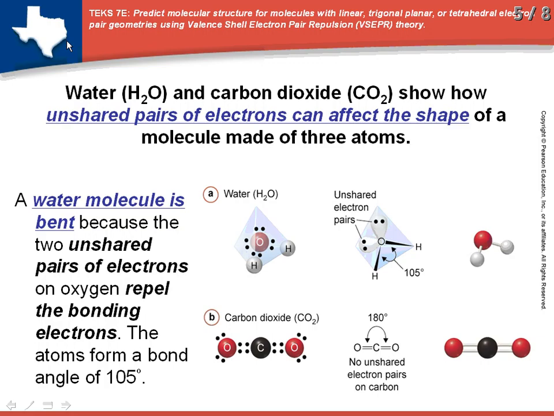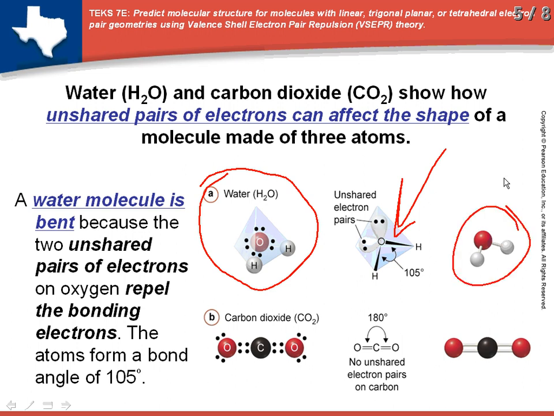So let's go over the one I just gave you, water, right here. Water is referred to as having a bent shape. Oddly enough, it looks like this in three-dimensional space. The two hydrogens are pushed closer together because the push from the unshared electron pairs here is greater. And they want to get as far apart from each other as possible. So whenever a molecule has two pairs of unshared electrons and is making two bonds, it's going to have a bent shape.